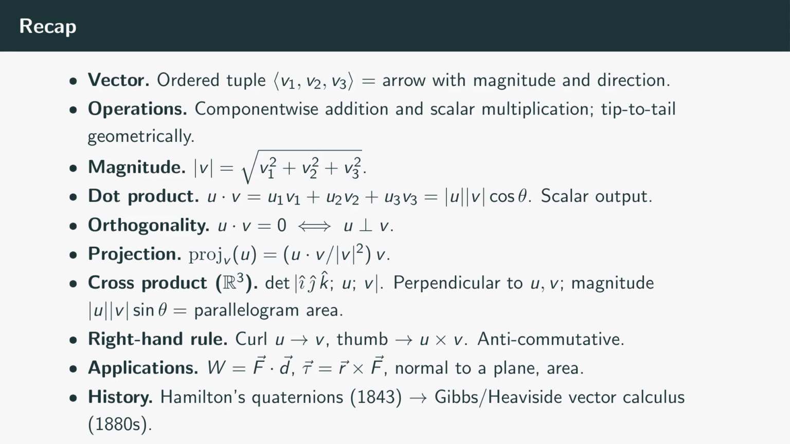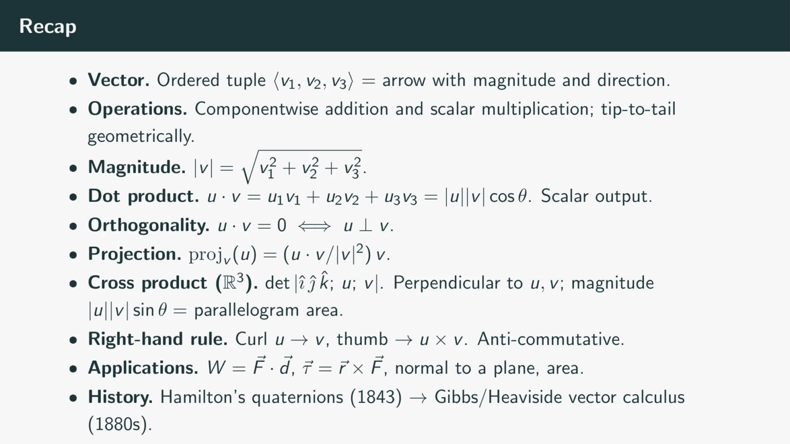Recap. A vector in n-dimensional space is an ordered tuple, or an arrow with magnitude and direction. Addition and scalar multiplication are component-wise algebraically and tip-to-tail or stretching geometrically. Magnitude is Pythagoras. The dot product u dot v equals u1 v1 plus u2 v2 plus u3 v3 outputs a scalar and equals the magnitude of u times the magnitude of v times cosine theta. It detects perpendicularity, u dot v equals 0 if and only if u is perpendicular to v, and computes angles. Projection, the projection of u onto v equals u dot v over the magnitude of v squared times v.